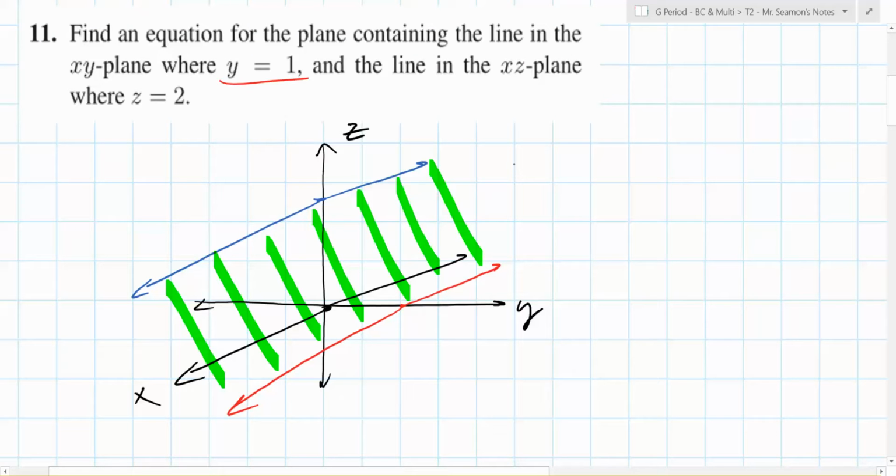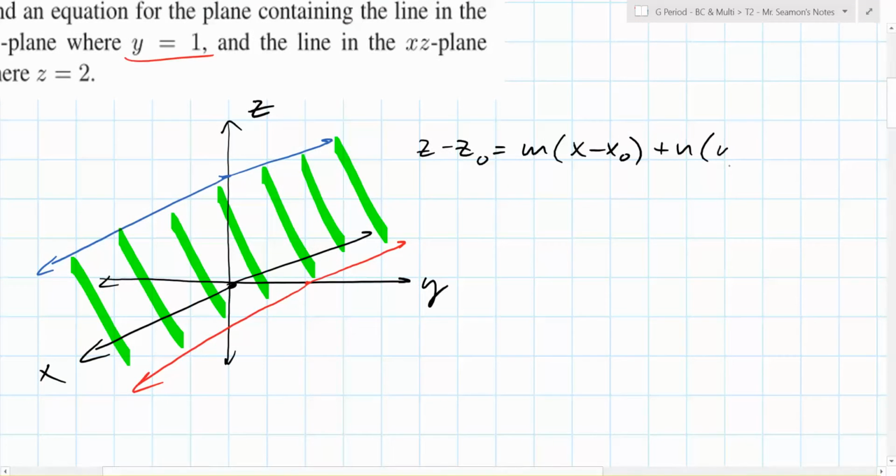z minus z naught equals m, yep, plus n times what? y minus y naught. So we can use any point we want. Do we have a lot of different points we could use? Sure. What point do you want to use for your initial point? Something with zeros, exactly. So how about 0, 0, what? 0, 0, 2. So there's our point. So we need to find m.